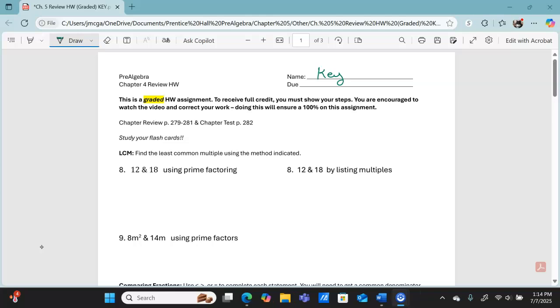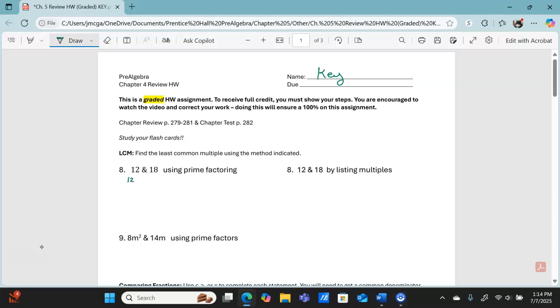Chapter 5 review. Again, if we did some of this in class, you're welcome to fast forward over the parts that we've done in class, or watch it again in case you need some reminding. We're going to find our least common multiples. We're going to do number 8 two ways. We're going to do it by using prime factoring.